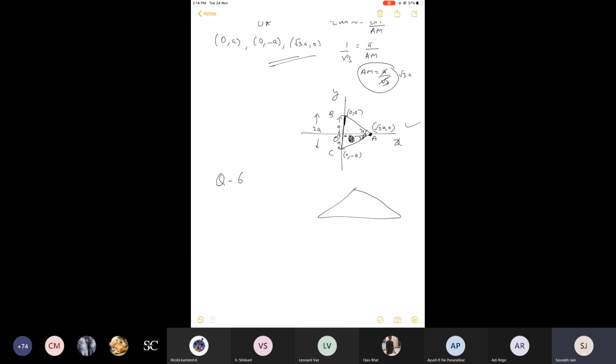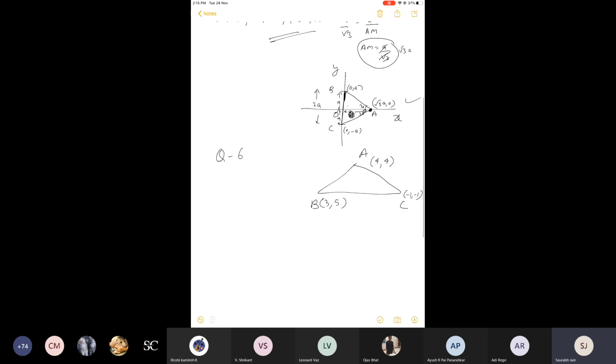Just make a triangle ABC, and the vertices are, for vertex A, let's say it is 4 comma 4, for vertex B it is 3 comma 5, and for vertex C it is minus 1 comma minus 1. In the question it is given that without using Pythagoras theorem we have to prove that they are vertices of a right angle triangle. In yesterday's class, that was the last topic, we discussed that if two lines are perpendicular then the product of their slopes will be minus 1.